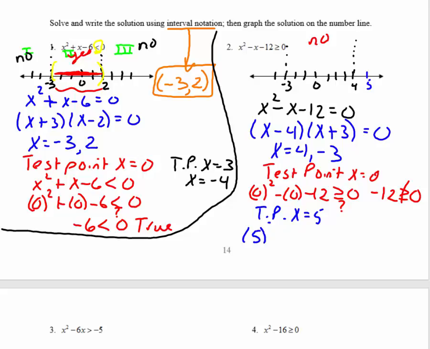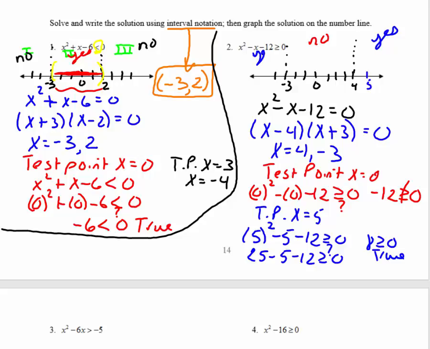So plugging that into my original, 5 squared minus 5 minus 12 is supposed to be greater than or equal to 0. Well, 5 squared is 25. Minus 5 minus 12, is that true or false? Well, that's going to give me an 8, and 8 is greater than or equal to 0, so this would be true. So this side should be a yes, which means the other outside piece should be a yes. But just to make sure, you should possibly try plugging in, say, negative 4.